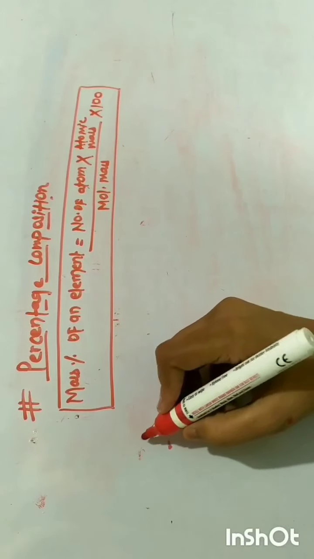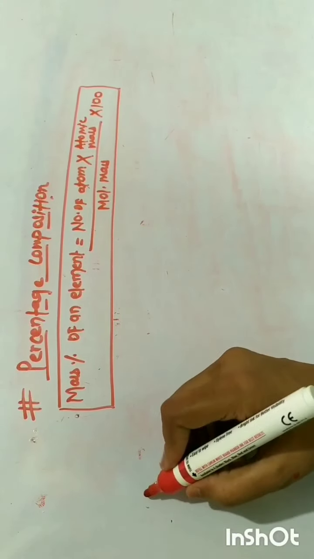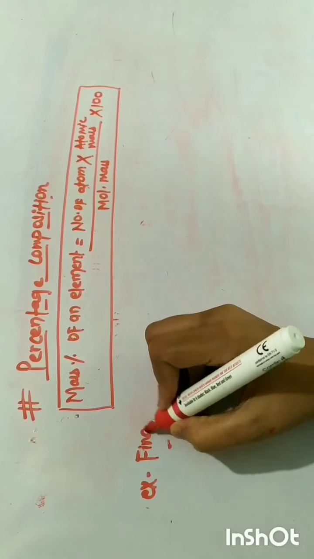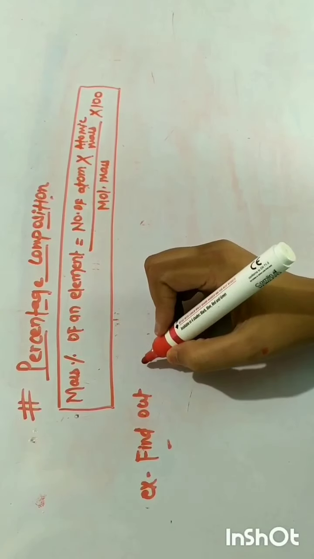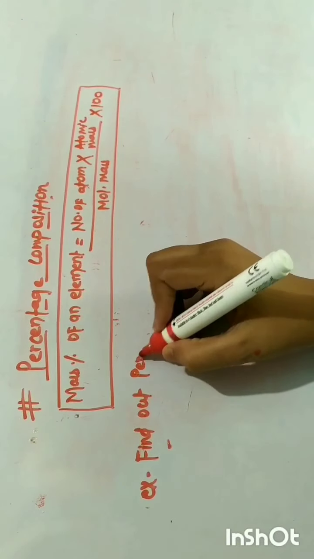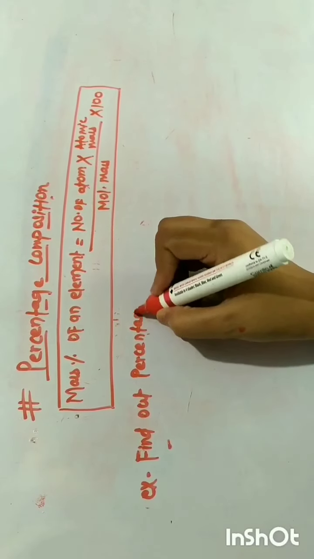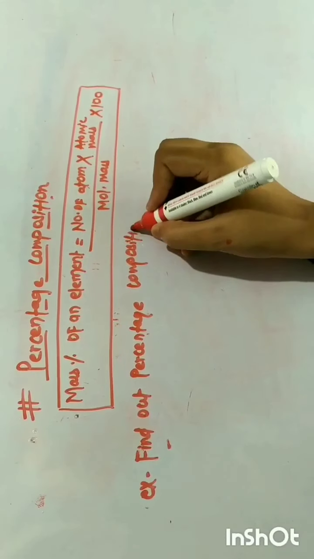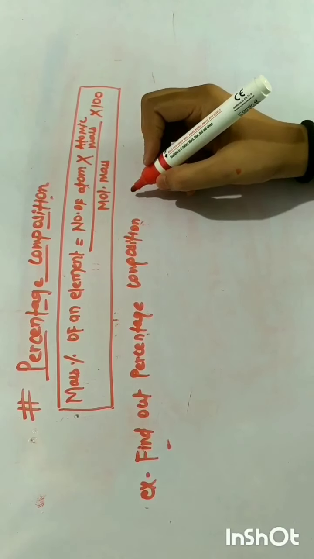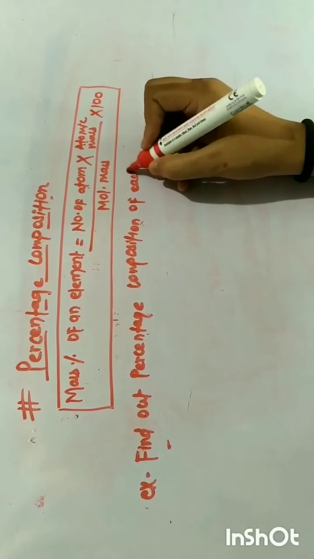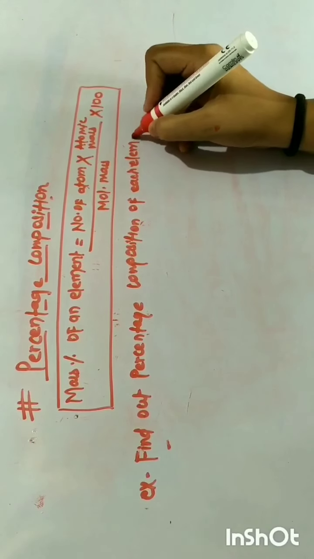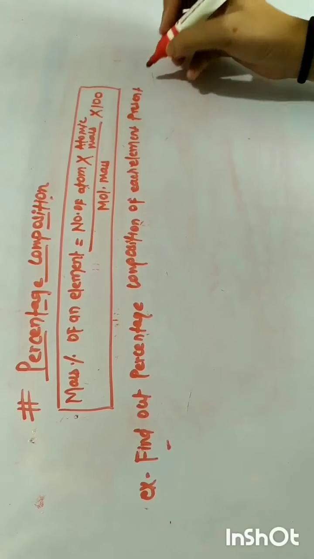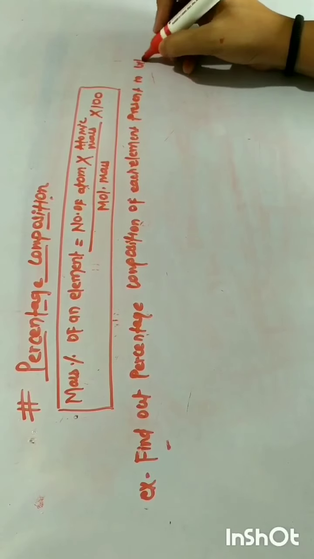So for example, find out the percentage composition of each element present in glucose.